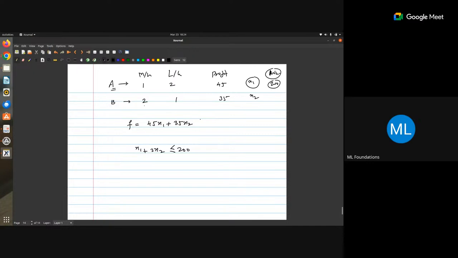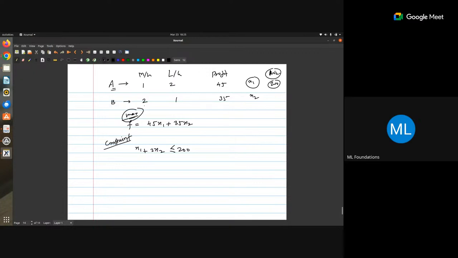But suppose, by selling 45 X1... the function is to maximize profit, not hours. So we are not trying to reach 200. We are trying to maximize the profit, and we are not actually trying to fully utilize the machine hours or labor hours, right?